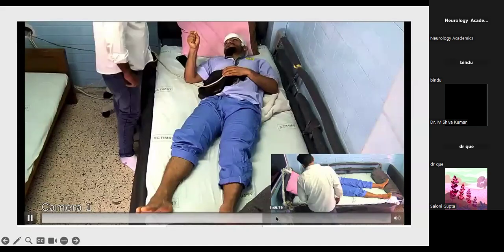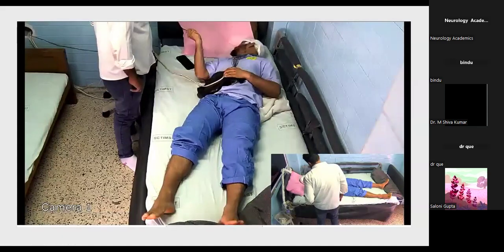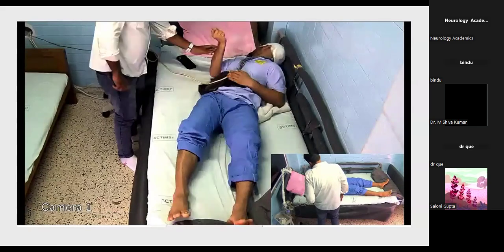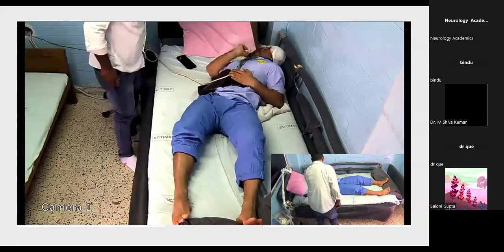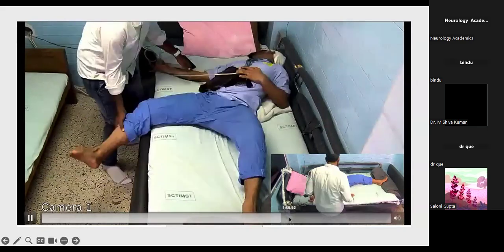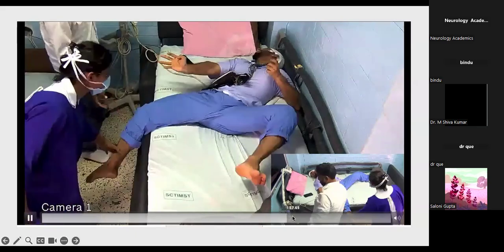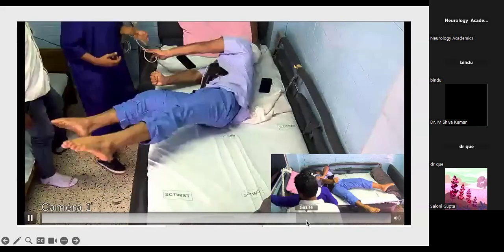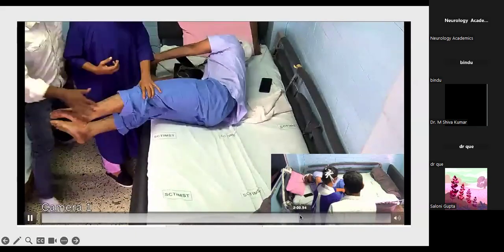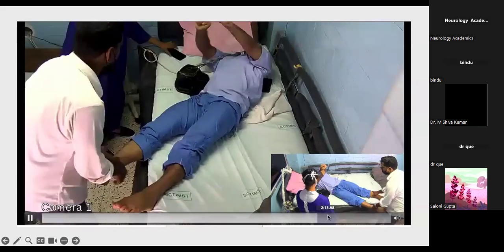Later, they have forced head deviation towards the right side and tonic posturing. Right ATLP, asymmetric tonic limb posturing, with tonic posturing of all 4 limbs, followed by clonic jerks of all 4 limbs.